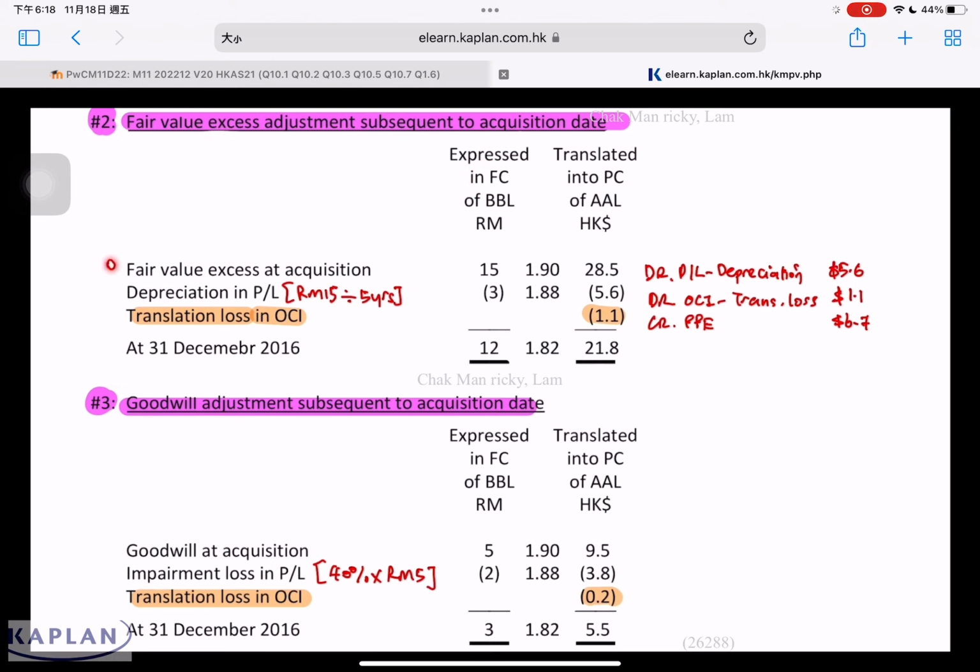At the acquisition date, it is translated using the HR rate. Any adjustment during the year is translated based on average rate. The balance is translated based on closing rate. The balancing figure is the exchange differences. Apply the same approach to goodwill.